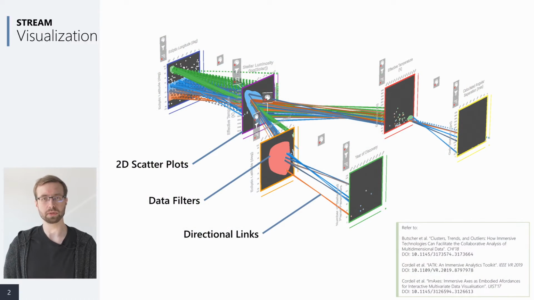To first test our prototype design, we've chosen an established 3D parallel coordinates visualization that consists of linked 2D scatter plots. Each scatter plot can be placed in a 3D space, and users can specify 2D areas on each scatter plot that can filter out data from connected scatter plots.